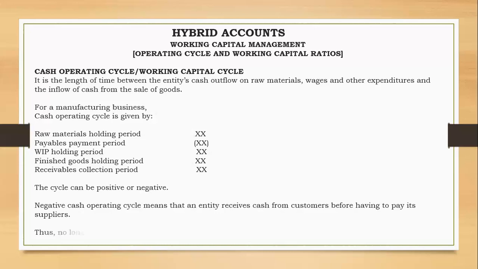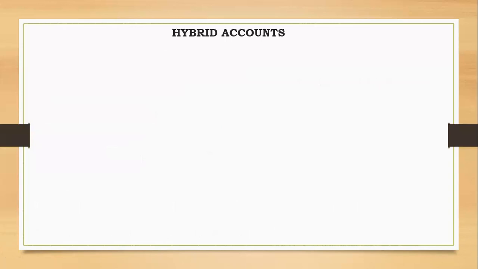So that's why I say no long-term funds are needed to provide for working capital in a negative cash operating cycle. So that was the point here, all right? And now we can proceed. You can just go to the second step, and then we can go to an example, right? Yeah. So here we are.